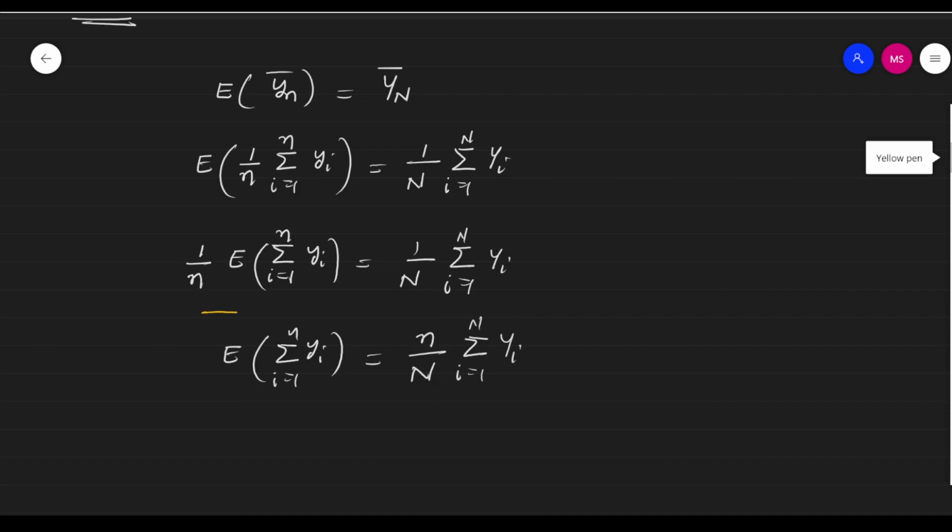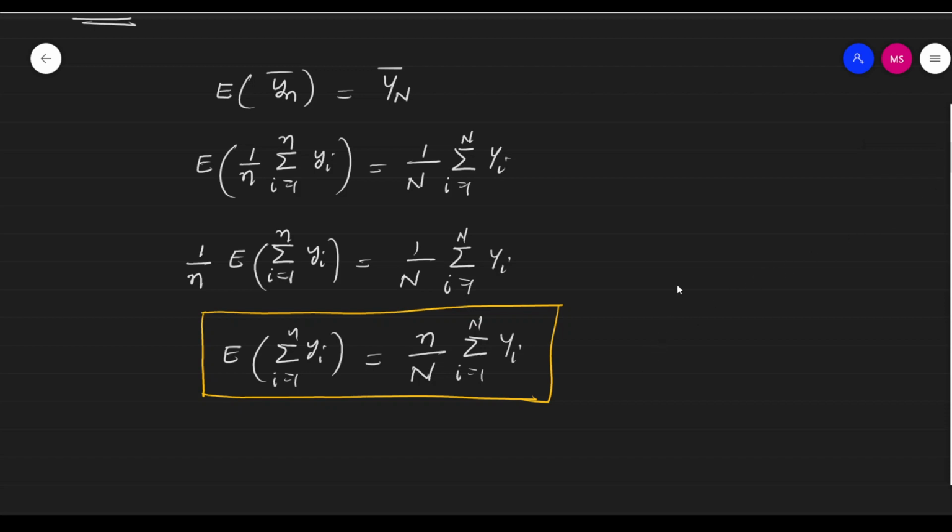This is an important concept. We will use this concept in the next theorems. Expectation of summation yi is equal to n by N into summation running 1 to capital N of Y. It is a very important point, note this.